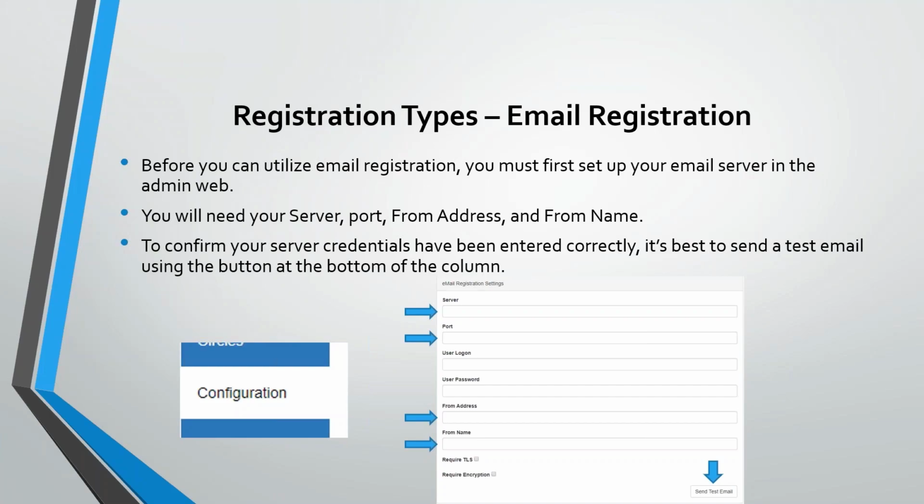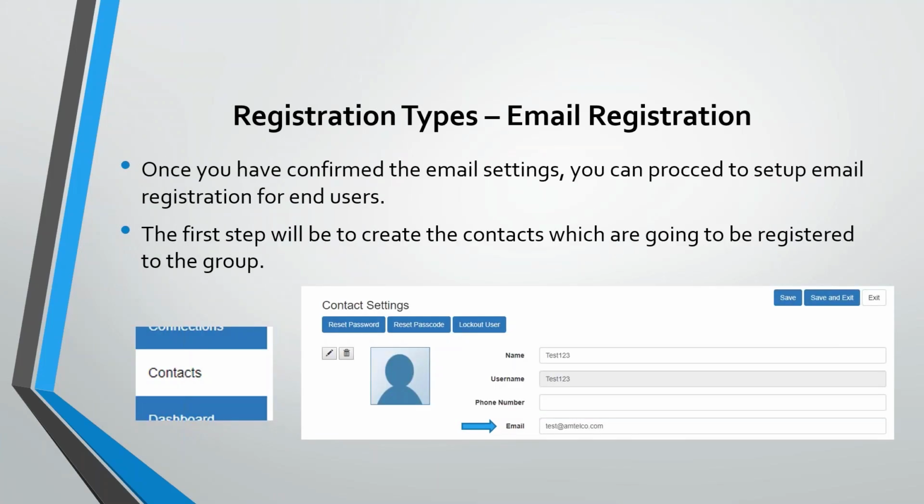Once you hit that and you've confirmed that you've got it and all that's good, then we can move on to the next part, which is making sure that all of the contacts that you want in your group have an email associated with them.